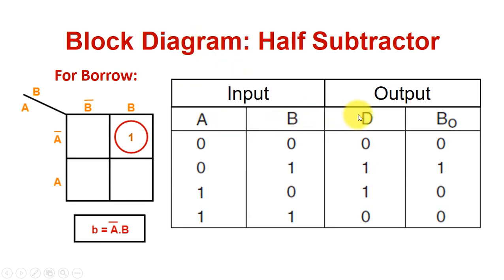Now this time, instead of focusing on the column D, we will focus on the column B, and we will try to identify where 1 appears. So here the 1 appears, and for that the corresponding input of A and B is having a value 0 and 1. So in the K-map we will go for the 0 1, that means A bar B. Over here we will put the value 1, and that will translate into the expression B is equal to A bar B. So this is the way we can identify the expression for the borrow.